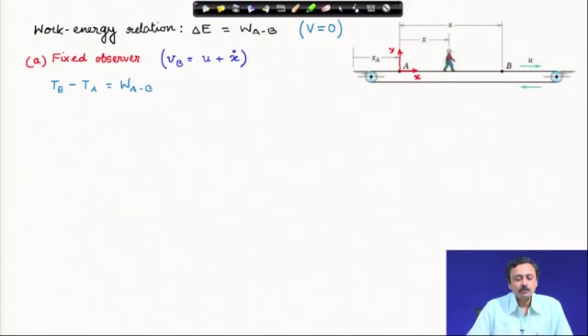Velocity of the walkway is u, which is constant, and x dot, it is marked there in the figure, is the velocity of the boy relative to the walkway. Therefore, for a ground fixed observer, the velocity of the boy is u plus x dot. The kinetic energy of the boy at B minus the kinetic energy of the boy at A must be equal to the work done as the boy moves from A to B.